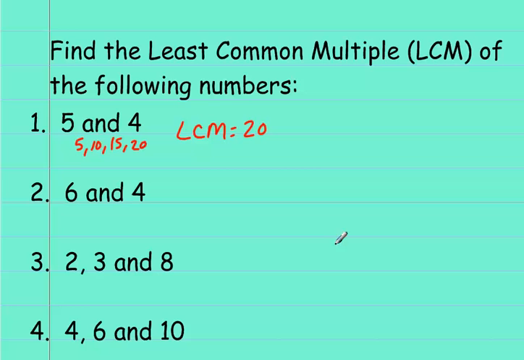Okay? All right, if I go with this one, I'm going to go with the biggest number first, and I'm going to look at those multiples. So 6, 12. Oh, I can already stop, because 12 is also a multiple of 4, because 4 times 3 gives me 12, and 6 times 2 gives me 12. So the least common multiple here is 12.